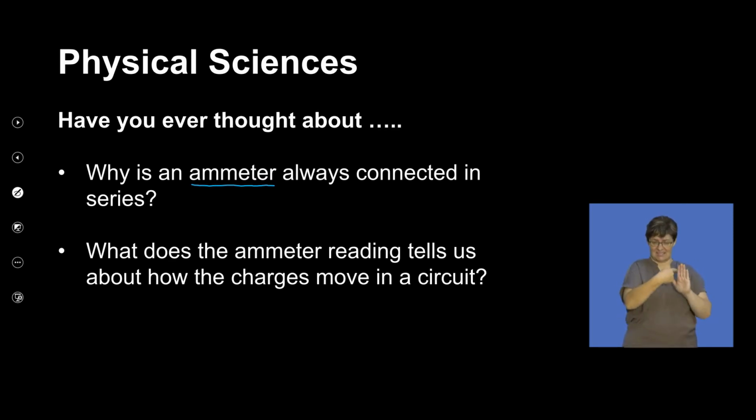And then the second thought that you must think about, just to guide our understanding, is: what does the ammeter reading tell us about how much charge moves in a circuit? So the ammeter is an indicator, actually the device that measures current. And then the reading that we get from the ammeter, what more does it tell us in our understanding of what current is all about, right?